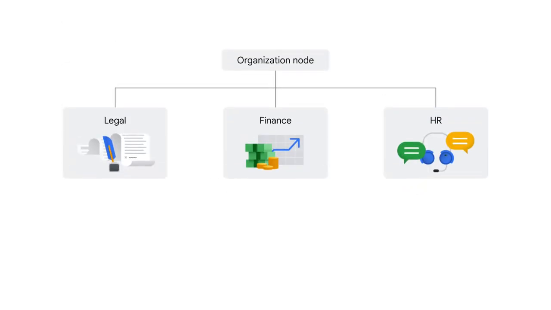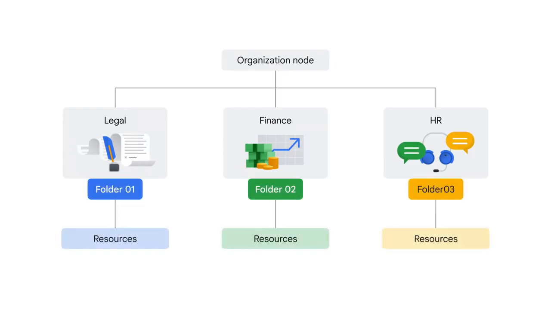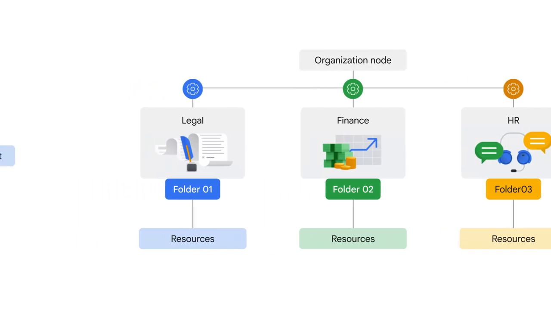For example, your organization might contain multiple departments, each with its own set of Google Cloud resources. Folders allow you to group these resources on a per-department basis. Folders also give teams the ability to delegate administrative rights so that they can work independently.